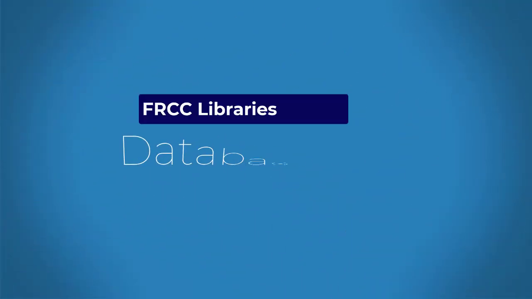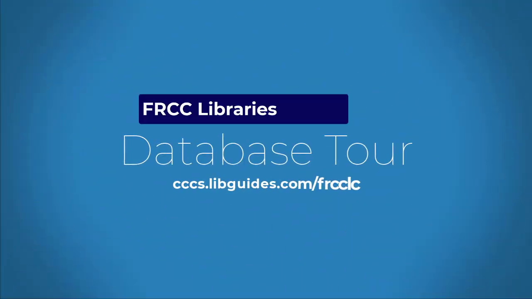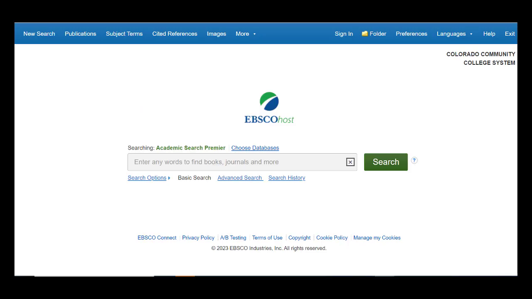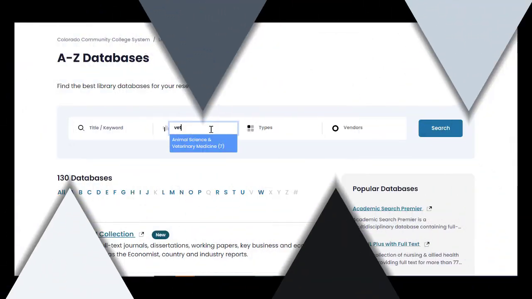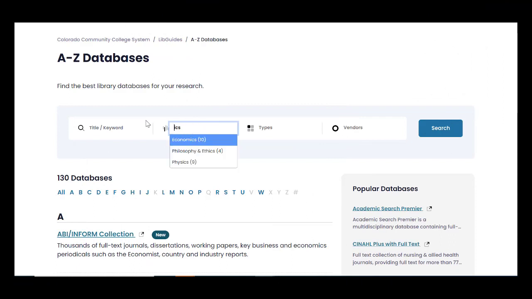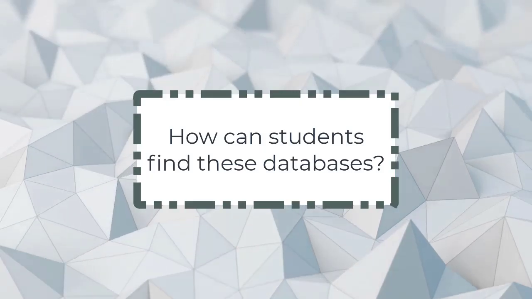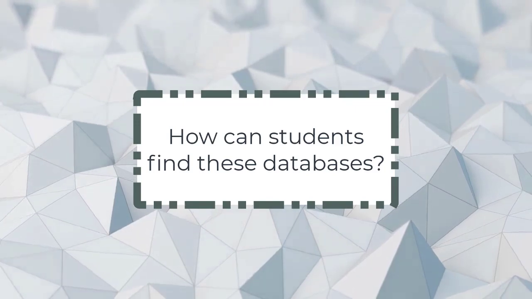This video provides a brief tour of the subscription databases available to Front Range Community College students. What is a database? A library database is an online, searchable collection of information. FRCC's library databases relate to the academic programs offered on campus, so they're a great place to find information relevant to your homework. How can students find these databases?